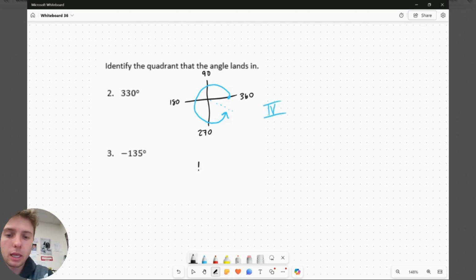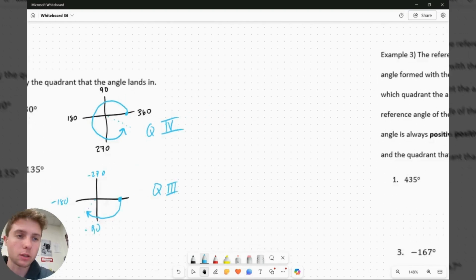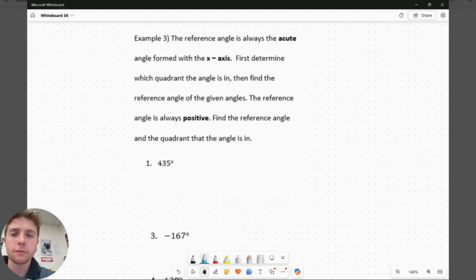Number 3, same idea, identify the quadrant. It is a negative angle though, so I'm going the other way. Negative 90, negative 180, negative 270 to get around. That value lies between 90 and 180. So this one would be in quadrant 2. Or sorry, that's quadrant 3 there. Quadrant 3, my fault. Just saying the wrong thing. There is your answer for both of those.